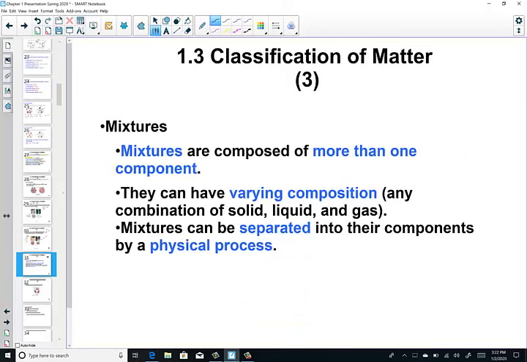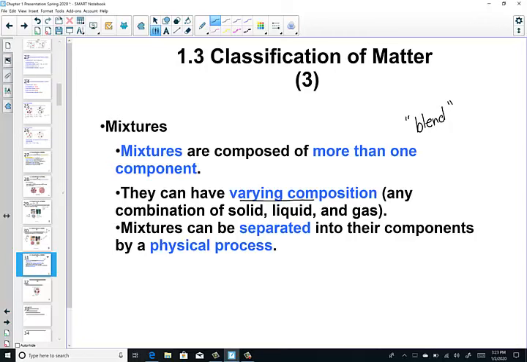Now, if it's not pure, it must be a blend of things. And a blend of things is what we know as a mixture. Mixtures are composed of two or more components. So a blend of things. When I say blend, it means they are not chemically bonded, but rather just occupying the same container. They have a varying composition, any type of combination of solid, liquid, or gas.